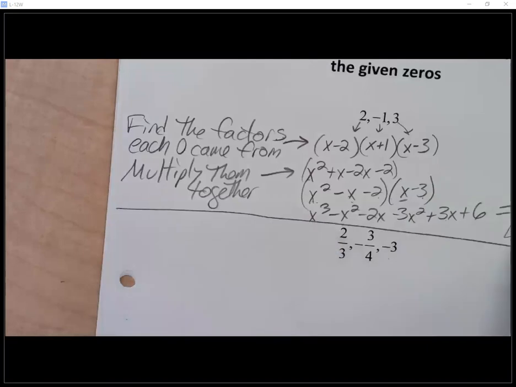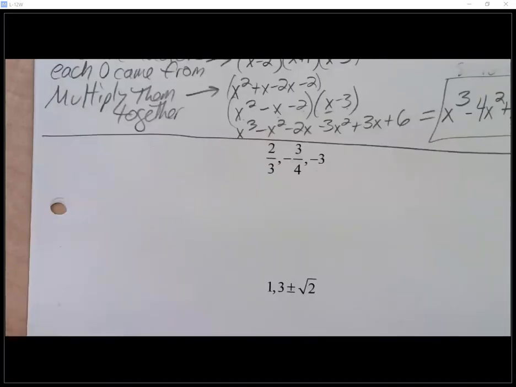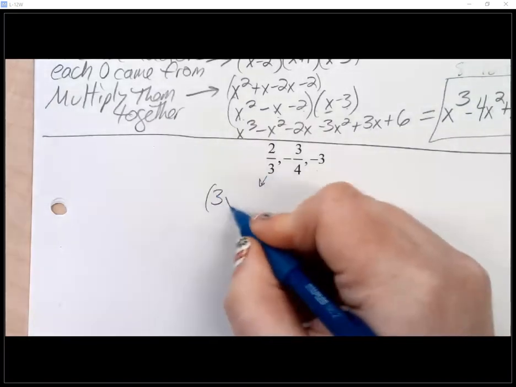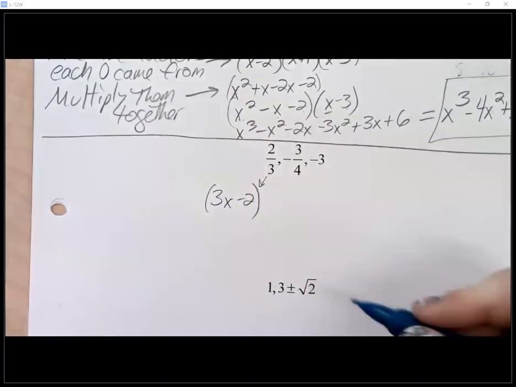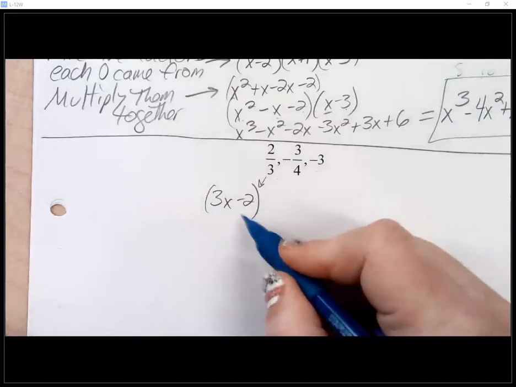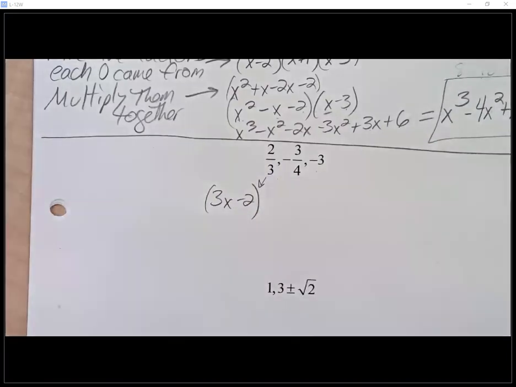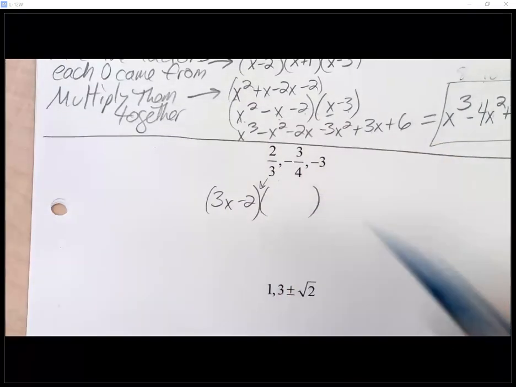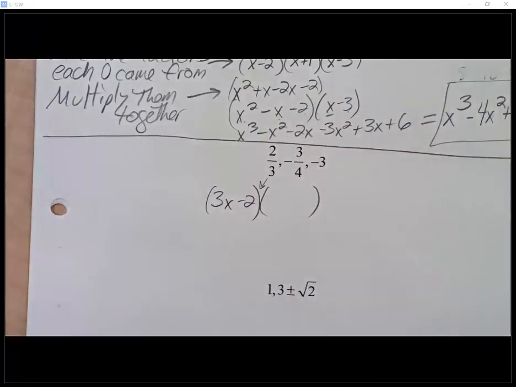Okay, now I know the next one looks intimidating, but it's really not that bad once you get the hang of it. So, wouldn't that be a 3x minus 2 that produces 2/3? If you set that equal to 0, you're just going to add the 2 and divide by 3. Yeah, that would exactly get me 2/3. So try the negative 3/4. Don't say anything out loud. Everybody get what you think the 0 negative 3/4 came from.